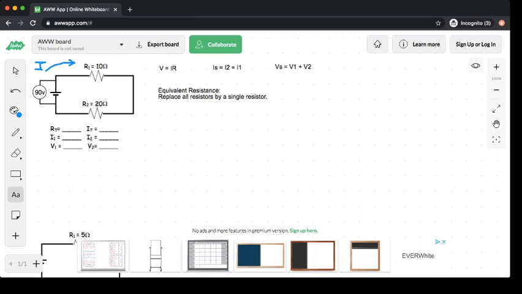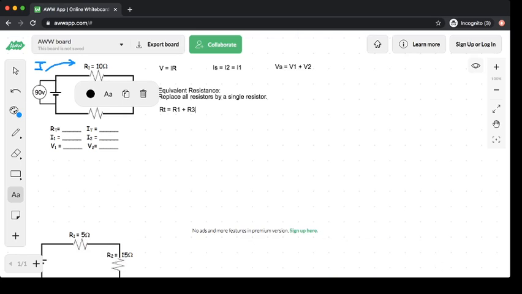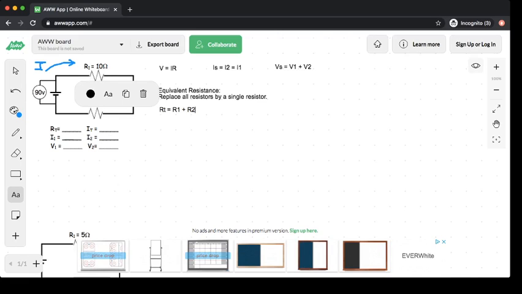With series circuits, this idea of equivalent resistance is actually pretty simple. If I have these resistors connected one after another, the equivalent resistance is just going to be the sum of all of the resistors that are connected in series. So what's called the equivalent, or I'm going to use RT for total resistance, is in this case just R1 plus R2. If I had another resistor in there connected in series, it'd be R1 plus R2 plus R3, and so forth for however many resistors I've got.